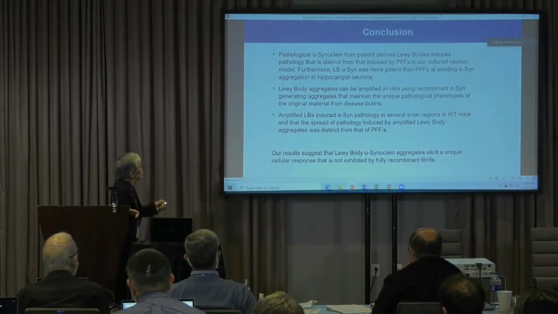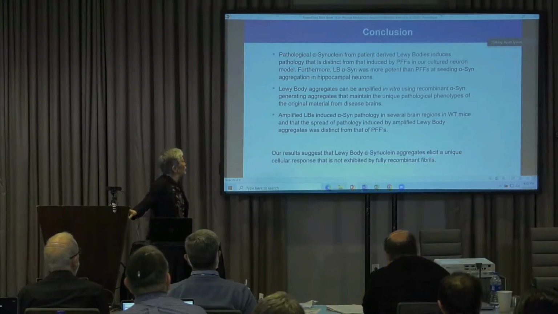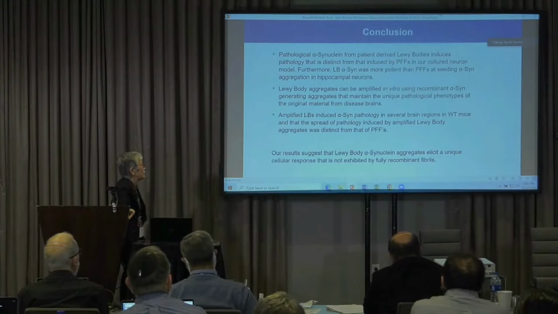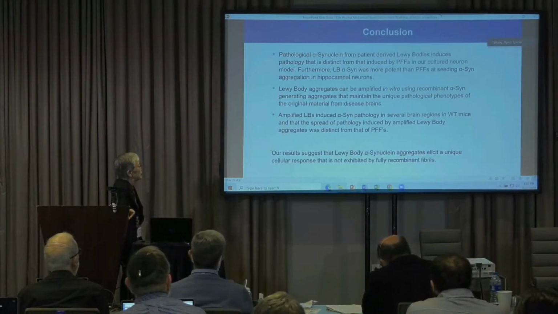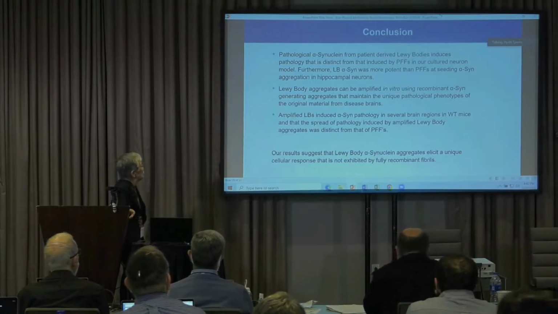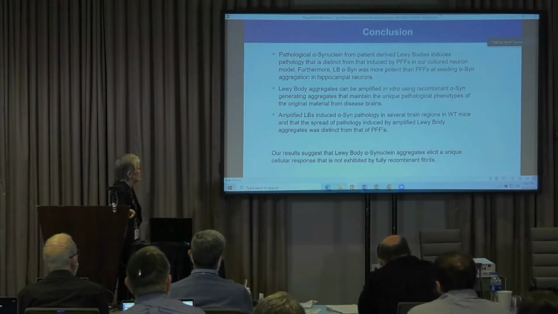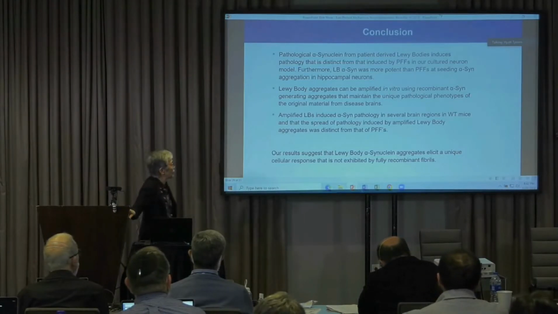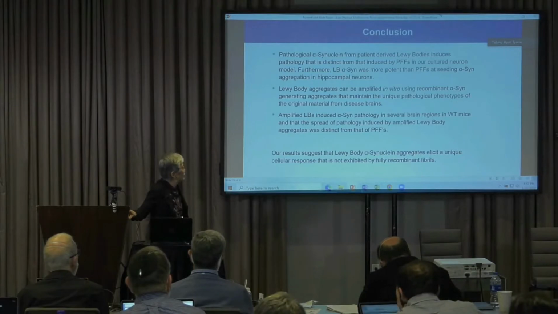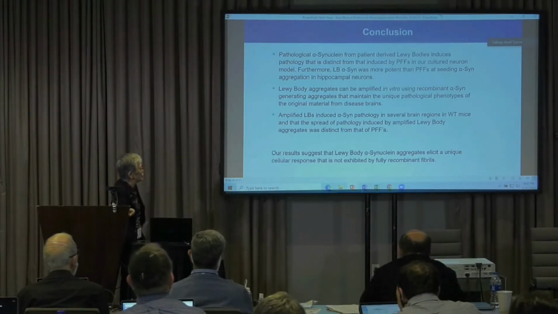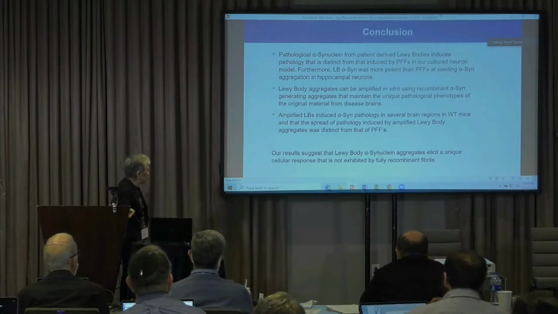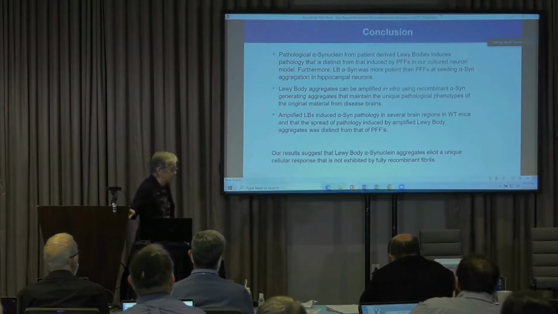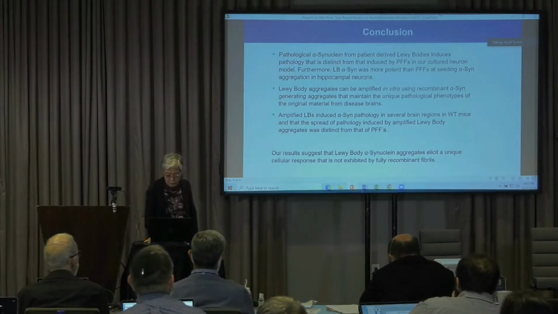So the conclusion of this part of my talk is that pathological synuclein from patient-derived Lewy bodies induces pathology that is distinct from that induced by PFFs in our cultured neuron model. Furthermore, Lewy body alpha-synuclein is more potent than PFFs in seeding alpha-synuclein aggregates in hippocampal neurons, and Lewy body aggregates can be amplified in vitro using recombinant alpha-synuclein, generating aggregates that maintain the unique pathological phenotypes of the original material from diseased brains. The amplified Lewy bodies induce alpha-synuclein pathology in several brain regions in wild-type mice, and the spread of pathology is the same. I've said that already. So basically, we think Lewy body alpha-synuclein aggregates elicit a unique cellular response that is not that different from fully recombinant fibrils.